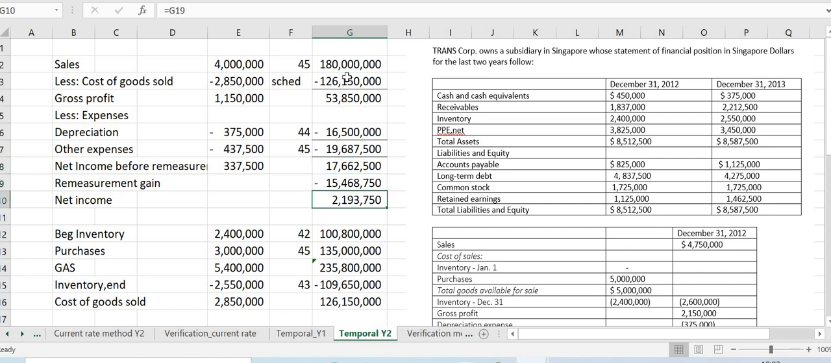So you have net income before the remeasurement of 17,662,500. Since nag-decrease siya, okay, so we have remeasurement loss pala. So yung remeasurement loss natin, that is actually our net income, no? Then less net income before remeasurement of 17,662,500. So we have 15,468,750 pala na remeasurement loss on December 31, 2013, which actually will be presented in your profit or loss. Okay, so we can actually verify that 15,468,750 using the verification method.